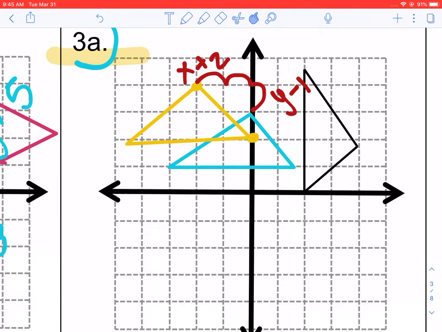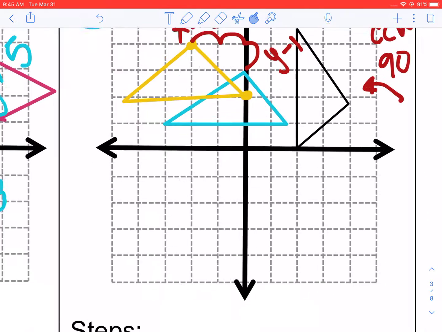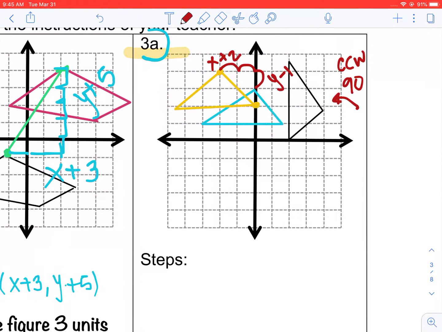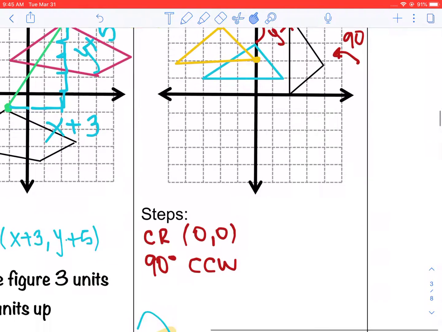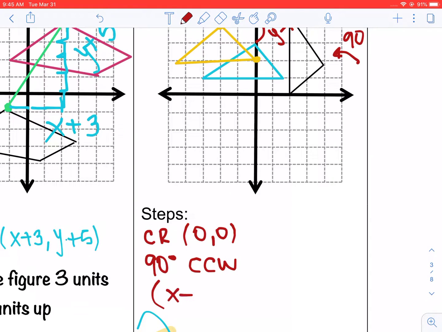Okay, so let's write down what we did. First, we rotated this figure 90 degrees counterclockwise, and then we translated the figure. So let's see. We have a center of rotation. It's gonna be the origin. I'm gonna have a 90 degrees counterclockwise rotation, and then I'm gonna have a translation x plus 2, y minus 1.